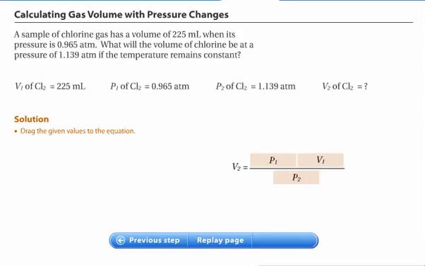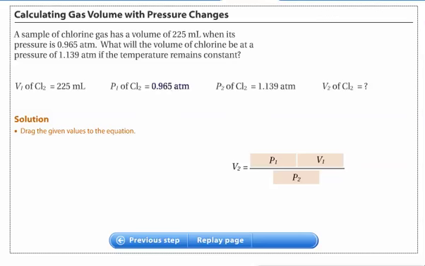Okay, now we've got our equation set up the way we want it. Now we have to place our values in so we can do the calculation. So P1 had a value of 0.965 atmospheres. V1 has a value of 225 milliliters. P2 has a value of 1.139 atmospheres. And notice what's going to happen to the atmospheres.